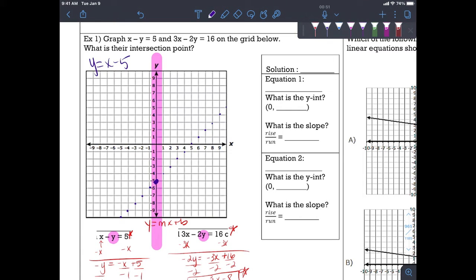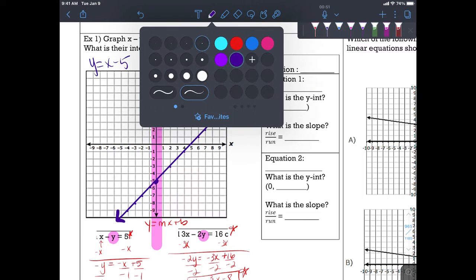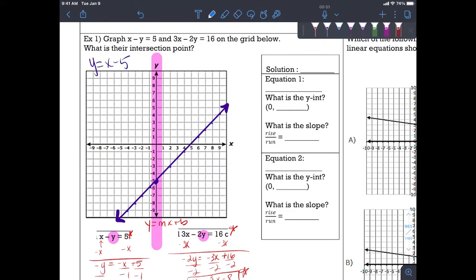All right, so I got all of those done. I'm going to go ahead and connect all these points best I can. And there's my initial line. Now I'm going to do my second one.